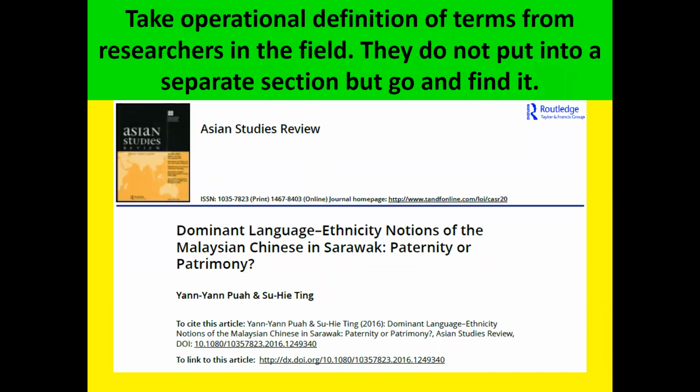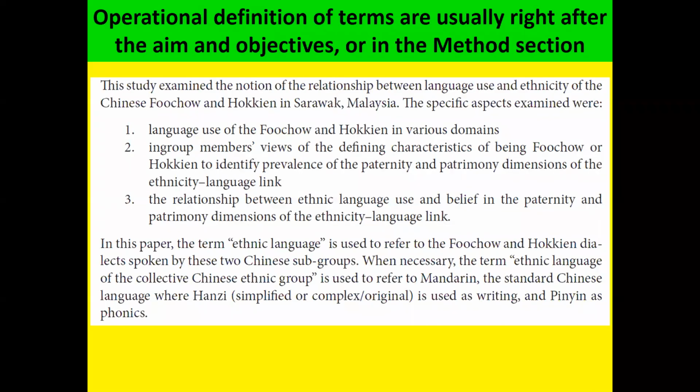So you are advised to take operational definition of terms from researchers in the field. They do not put them into separate headings like in a thesis, but you have to go and find it. So I show you my paper where I do give you operational definition of terms, but it doesn't have that heading. And you will know that in a thesis, it comes right after aim and objectives. So in a paper, that's also where it will come. Okay, so you look here.